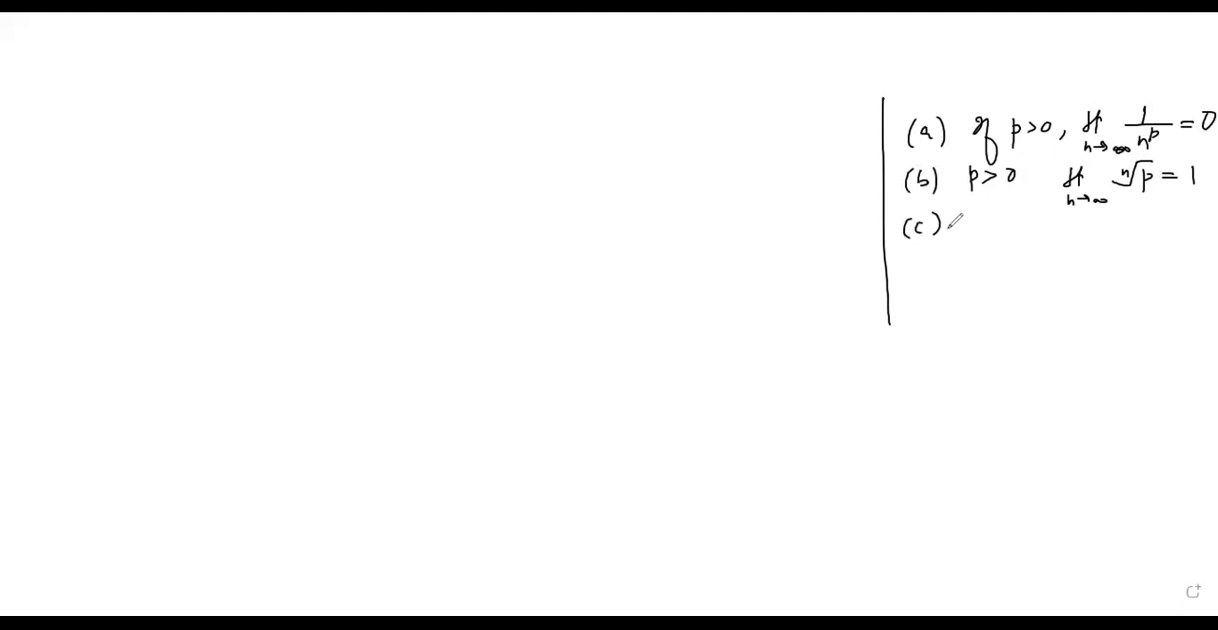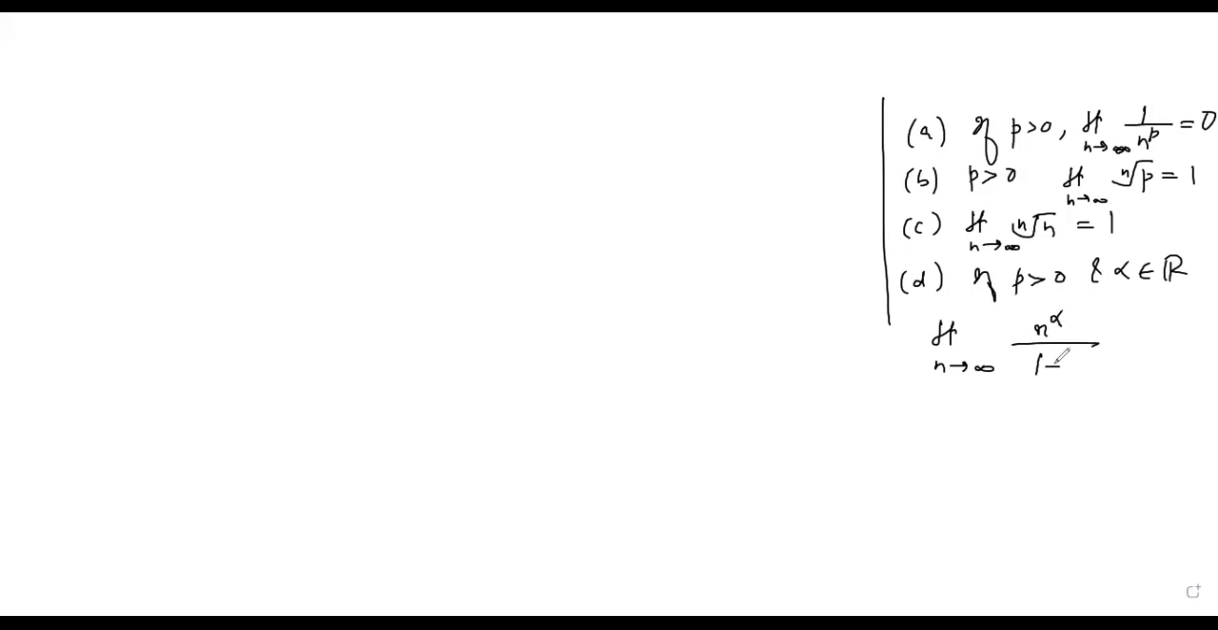Then what was C? Limit n approaches infinity, nth root of n is also equal to 1. And D was, if P is positive and alpha is any real number, then limit n approaches infinity of n raised to power alpha divided by 1 plus P raised to power n is equal to 0.